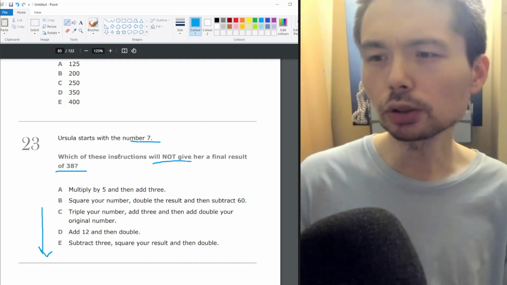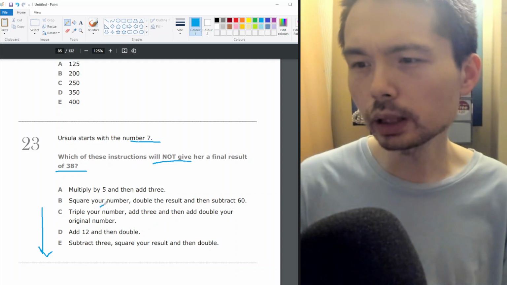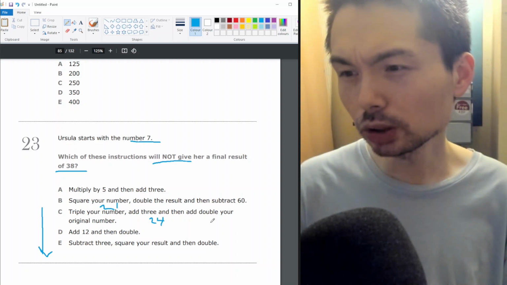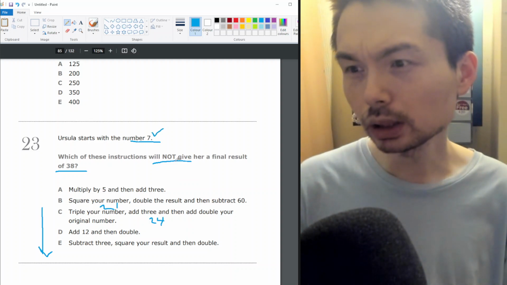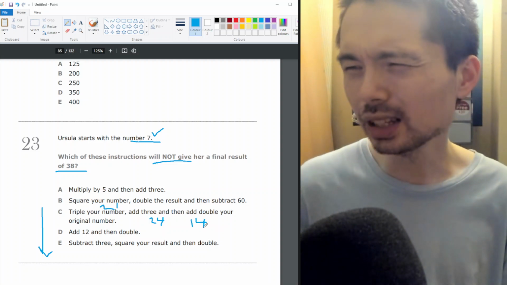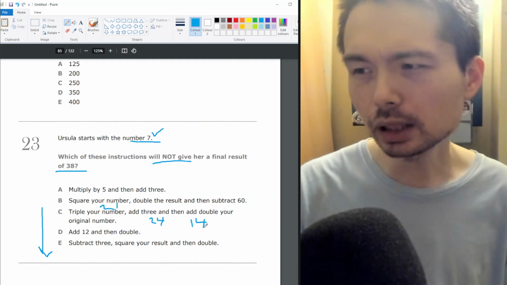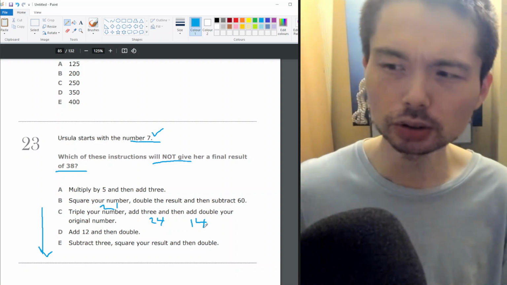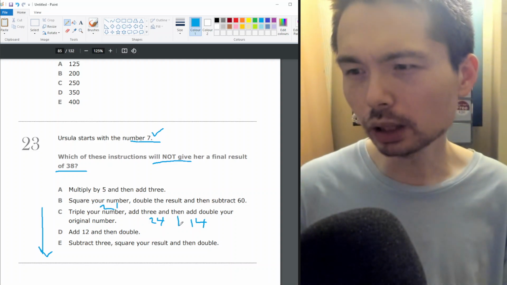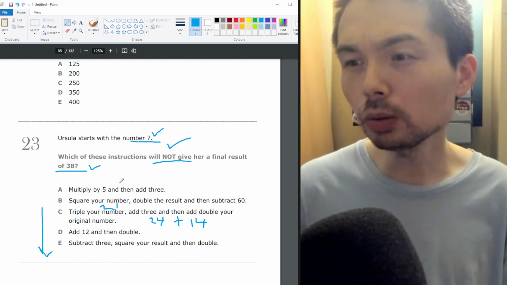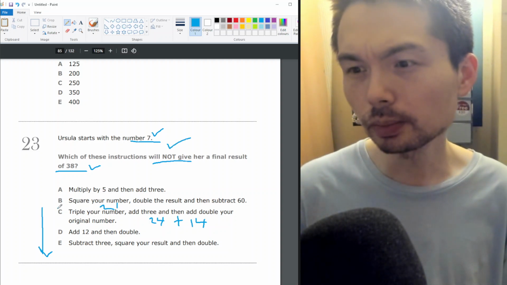So we start with 7, triple the number. 7 times 3 is 21. Then you add 3 to it, so that's 24. And then you double your original number, which was 7. Double that is 14, and then we add it to it. So really fancy sounding instructions. Just sounds really picky to me. I don't really love these random number questions. We have the answer. 24 plus 14 is 38. We want the one which won't give 38, so cross it off.